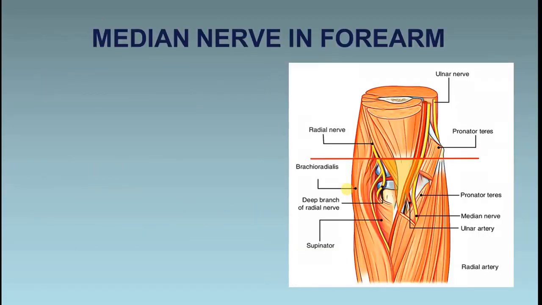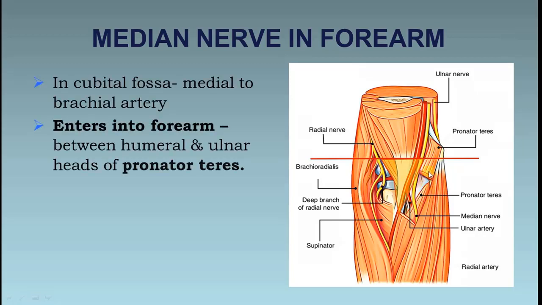Now, how does it enter into the forearm? You all know that we have already discussed. The median nerve is the most medial structure in the cubital fossa. Okay, so from the cubital fossa, you can write the relations of the cubital fossa.